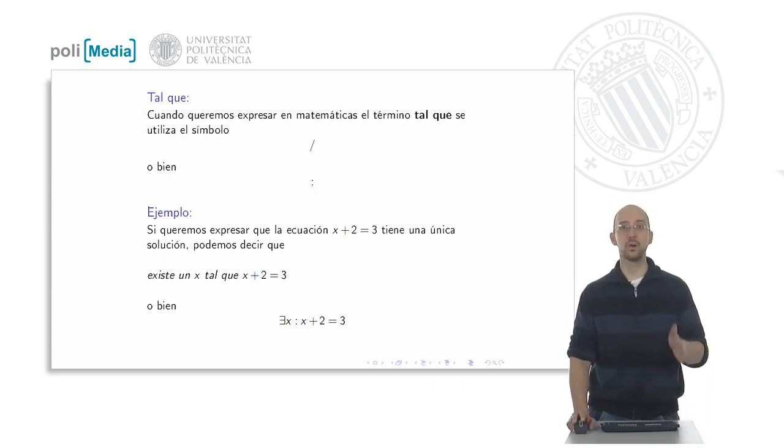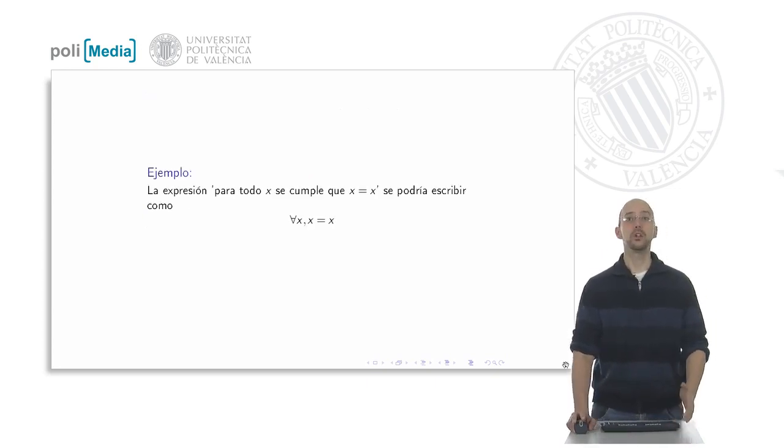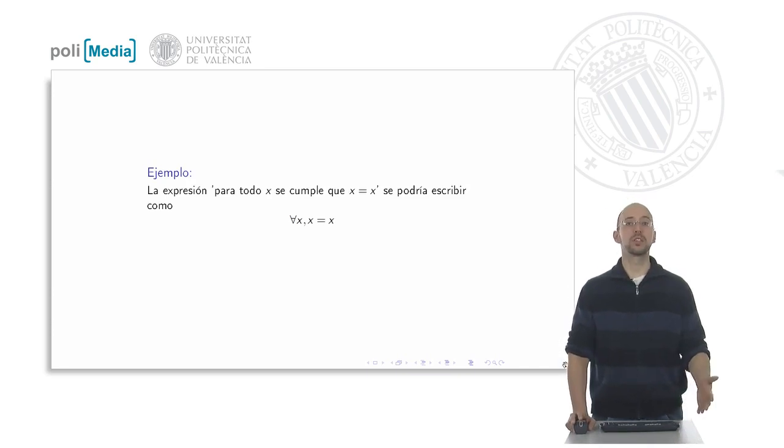Additionally, we could have included the uniqueness aspect, as there is a unique element x for which x plus 2 equals 3. Another example involving for all is the well-known identity x equals x. Then, how do we write that for all x, x is equal to x? It could be, as we can see on the screen, for all x, x is equal to x. Note that the symbol for everything is placed before the x, and it is read as for everything x.